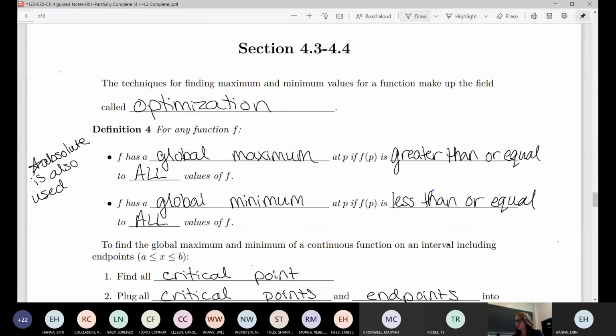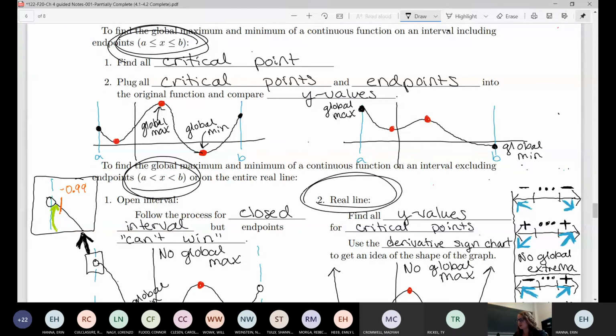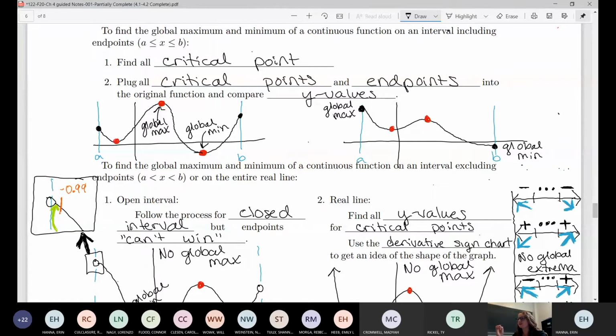Remember, we have three different situations we can be in. We can be on a closed interval, an open interval, or the entire real line. You could also be on part of the real line, say where one of your endpoints is infinity or negative infinity. We also have to use the real line case in those situations. Essentially, what we're looking for is the absolute highest point and the absolute lowest point on a graph.